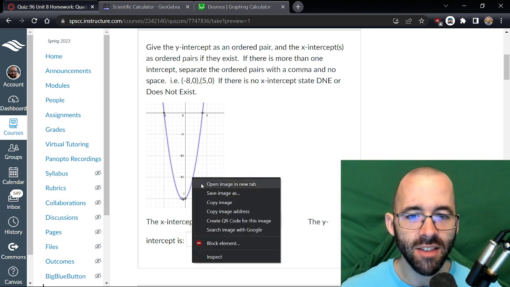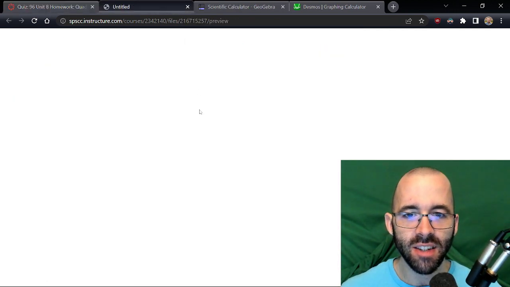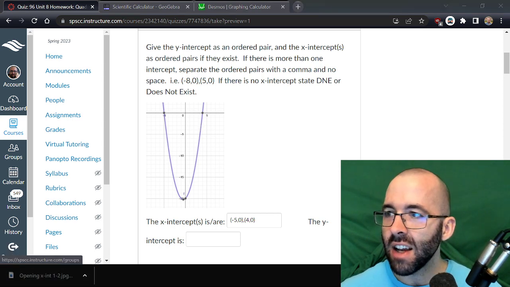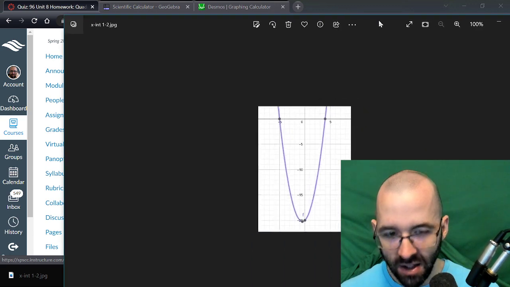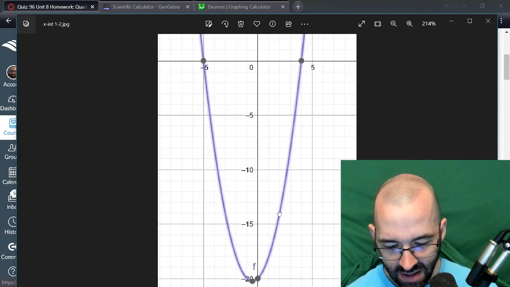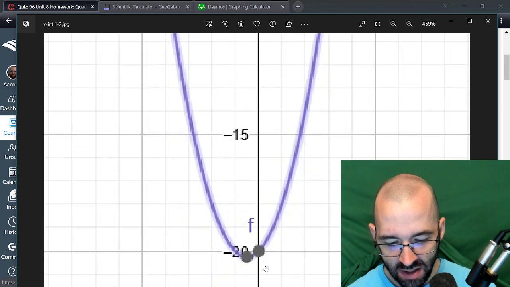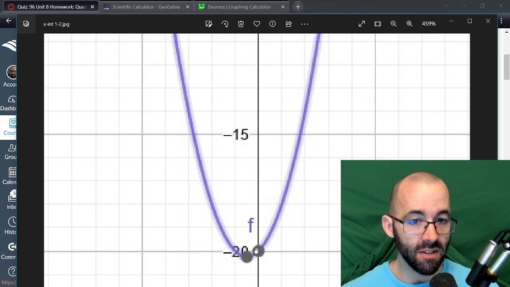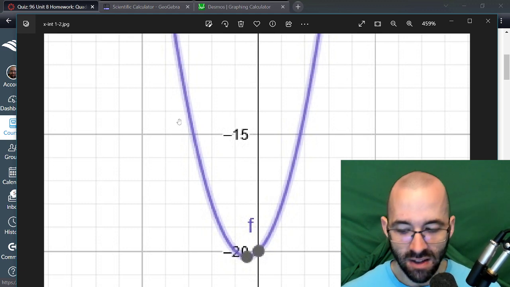Can make it a little bigger. Open image in new tab. I think that should work. Oh, that downloads it. And so if you ever want to see the thing a little bigger, you can download it here and you can zoom in. You can make it real big if we wanted. It's at -20. Now the x coordinate of this point is 0 and the y coordinate is -20.